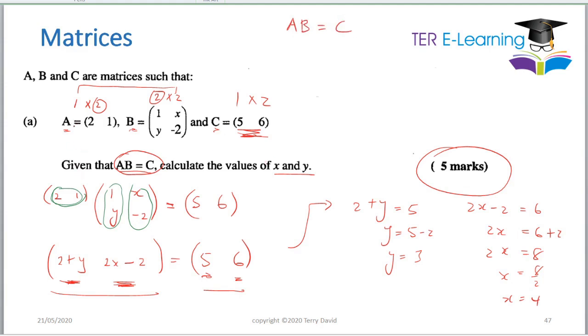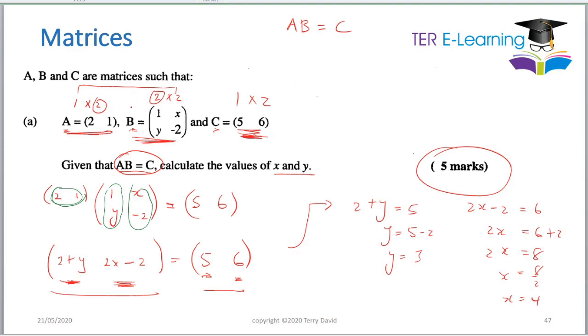And if we look at all the matrices, so matrix A, this particular matrix is a 1 by 2 matrix, right? Because you have one row, but you have two columns. So it's a 1 by 2 matrix. Matrix B, we can tell that it's a 2 by 2. And matrix C, it's a 1 by 2 matrix, right? So you all should be able to see what the order of the matrix is.